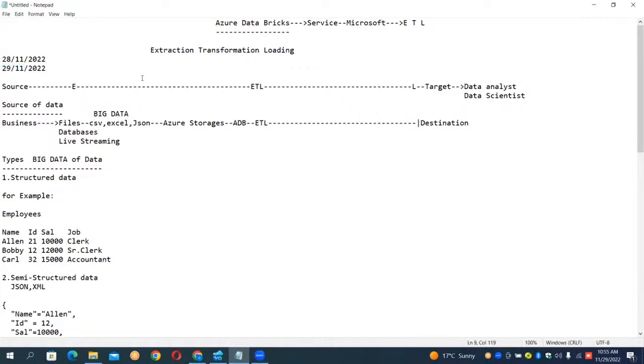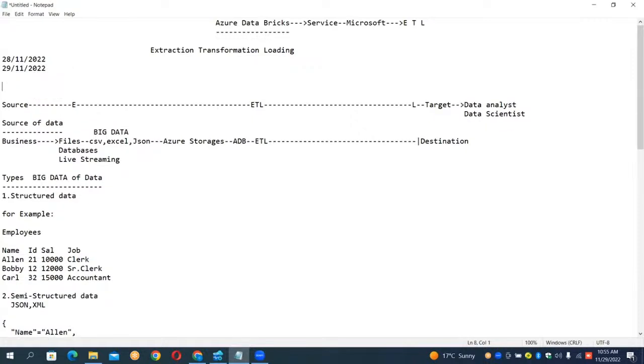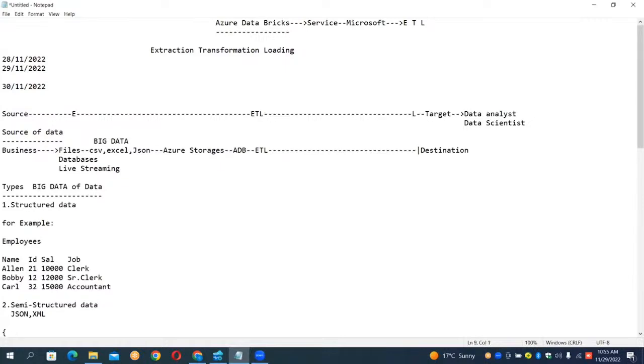Suppose now, tell me, you have 30/11/2022 and 01/12/2022. Now tell me, are these dates available right now? Yes, guys, the dates are available, but the data is not available. That means dates are available, but data is not available. That means this is future prediction. So all the predictive analysis will be done by the data scientist.